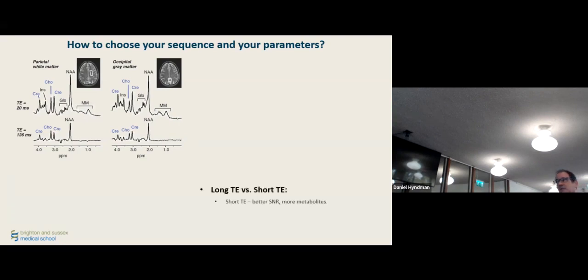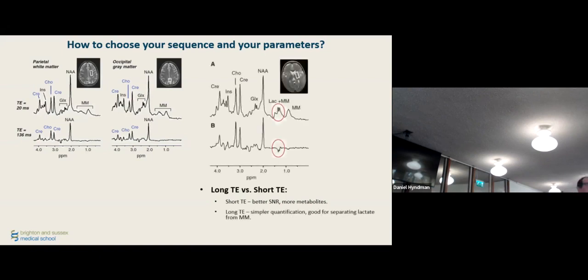So it really depends on what you want. Short echo time is better SNR and you get more metabolites. Longer echo time, it's a simpler quantification. The macromolecular signal is gone away. Many of those so-called scalar coupled systems are also gone away. And if you're only interested in a very simple set of metabolites, go for long echo time, why not?